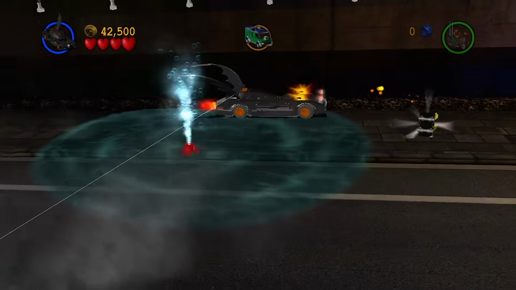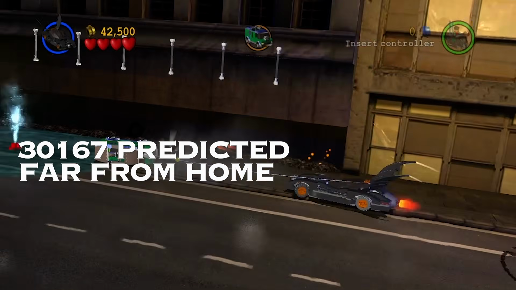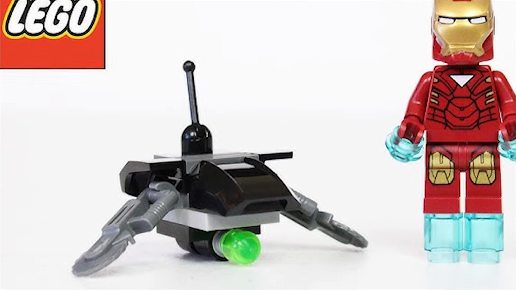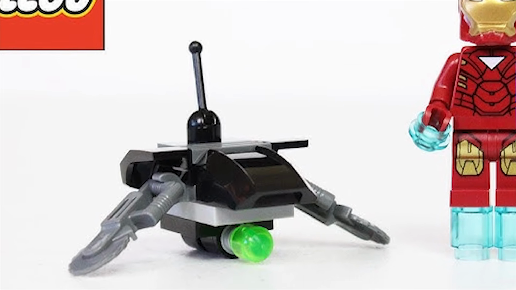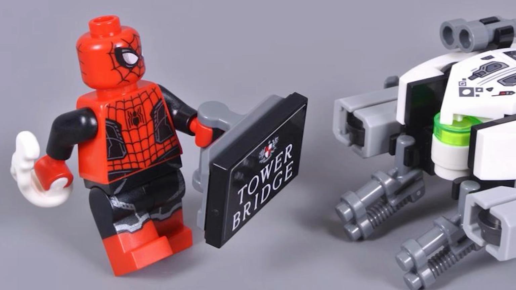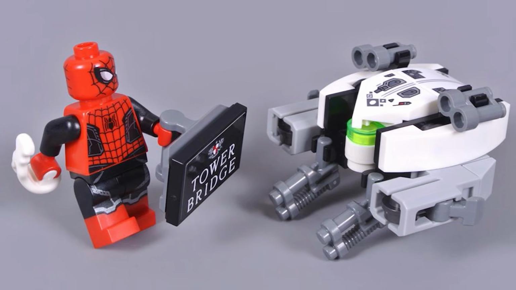30167 predicted Far From Home. There's this 2013 polybag that shows Iron Man with a fighting drone, implying that it's a training drone created by Stark Industries. This suggests that the designer of the polybag predicted the Stark drone seen in Spider-Man Far From Home 6 years before that movie was released.